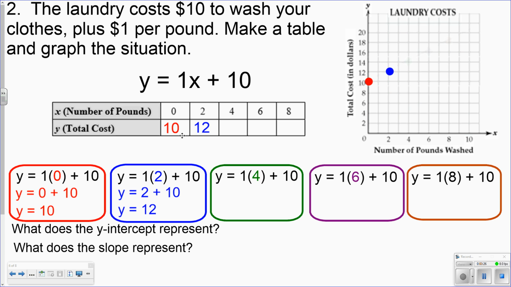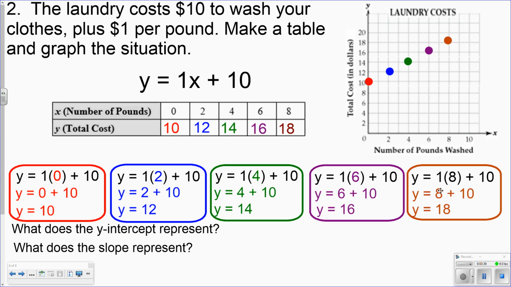So again, we're putting it in the table and we're graphing it. 1 times 4 is 4 plus 10, so 14. 1 times 6 plus 10 is 16. And 1 times 8 plus 10 is 18. Again, we have a straight line, arrows at the ends.